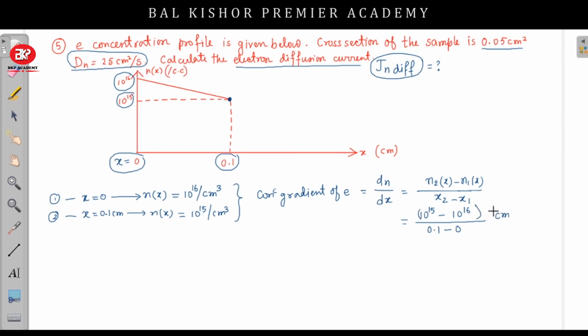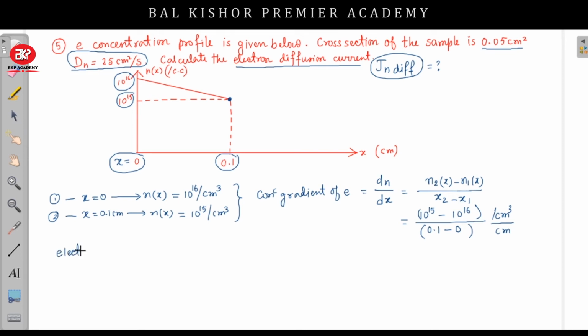This unit will be per centimeter cube, and in the denominator there will be centimeter. So for this, if you calculate, how much value will you get? This is the diffusion concentration gradient of the electrons. So we have to find the Jn diffusion, that is the electron diffusion current.